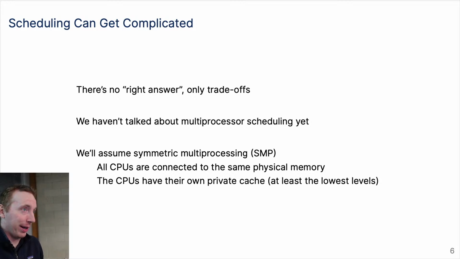So, like I said, no right answer, only trade-offs. And we haven't even talked about how you schedule for a multiprocessor system. If you assume symmetric multiprocessing, remember I showed uname before that said SMP, that's what SMP stands for. It basically assumes that all CPUs are connected to the same physical memory and that they all have their own private cache, at least at the lowest cache levels like L1, L2 cache. So that's what symmetric processing means. It assumes all the CPUs are the same, they all use the same memory, and they all have their own private cache.